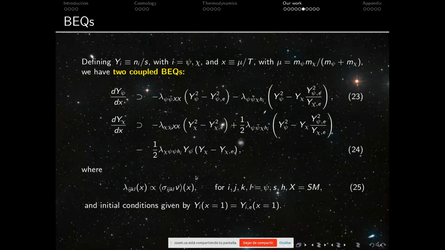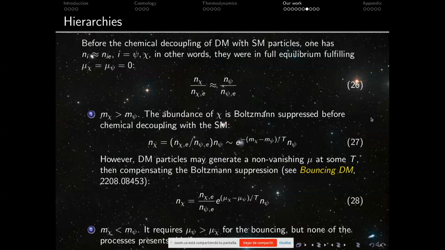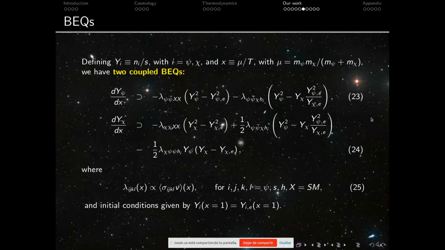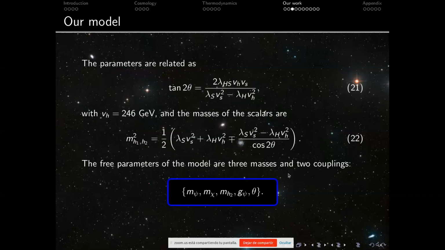Lambda here is a term that is proportional to the cross section of the interactions. So we solve these equations using micrOMEGAs, a code that can deal with up to two dark matter particles at the same time, like this model. And you have too many things to do here, and you have five parameters.